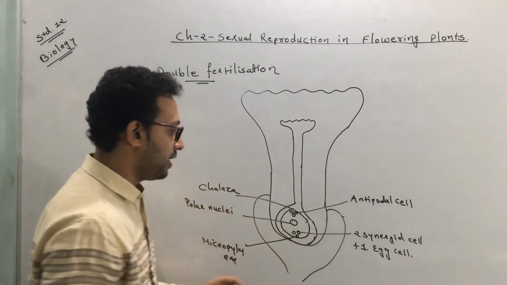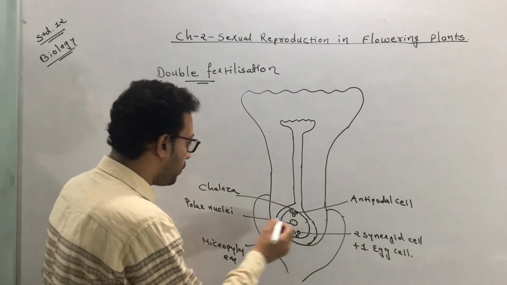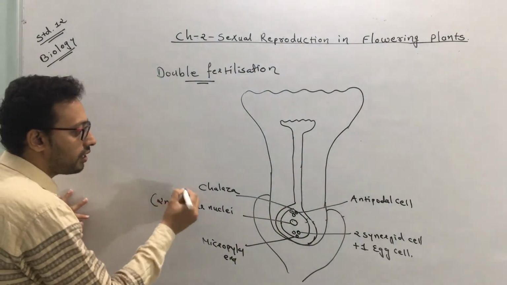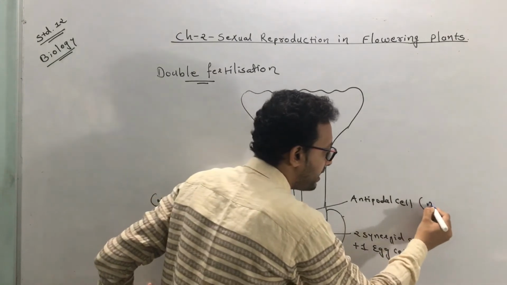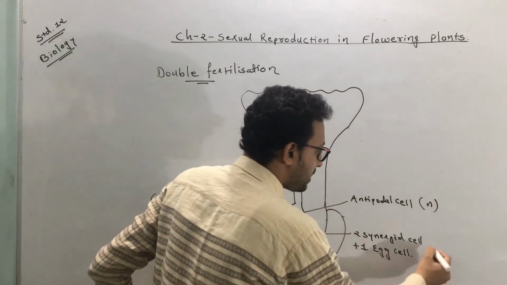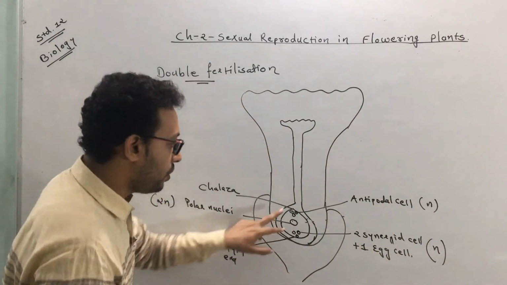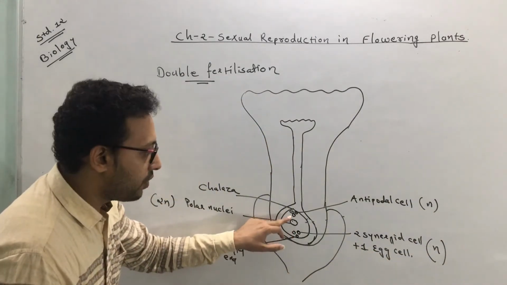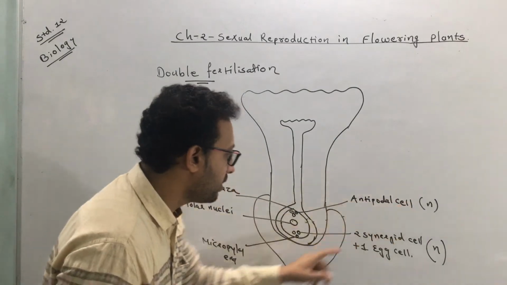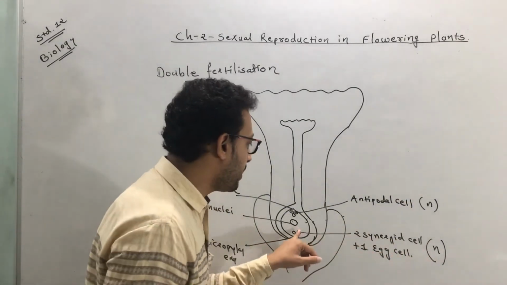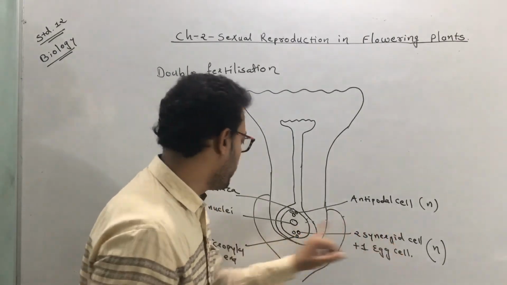This is a polar nuclei. This is the cell which is only a diploid. I am writing outside: all the antipodal cells are haploid in nature, all 3. The 2 synergid cells and 1 egg cell, all are haploid. So all 3 antipodal cells are haploid, and the 2 synergids and 1 egg cell, all these 3 are also haploid, but only the polar nuclei is diploid.